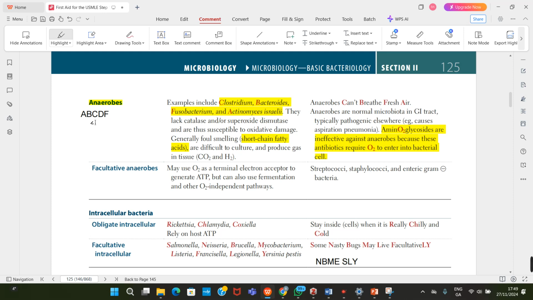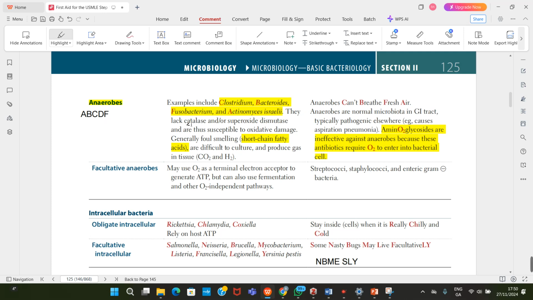The Bacteroides. B. The C for Clostridium, Clostridium tetani, for example. It is an anaerobe. The D is nothing. I just put it there to make sense. Then the F is the Fusobacterium. So if they tell us to mention some anaerobes, you can quickly rush through the acronym ABCF. A for Actinomyces, B for the Bacteroides, C for the Clostridium, F for the Fusobacterium.